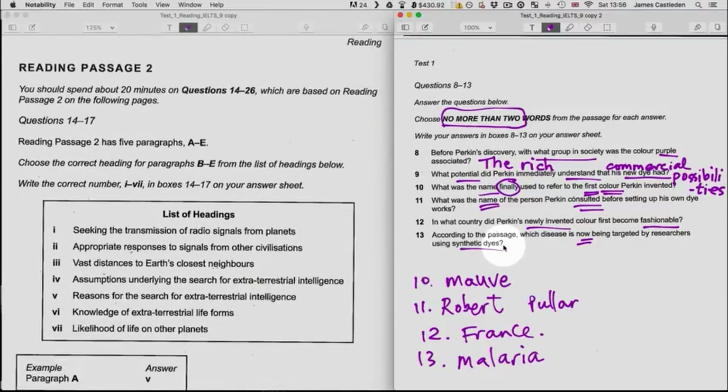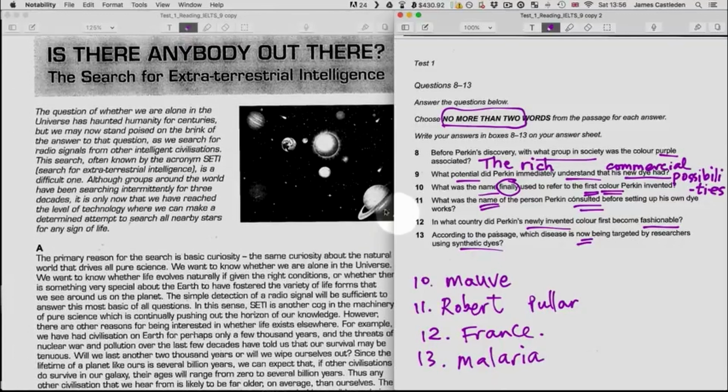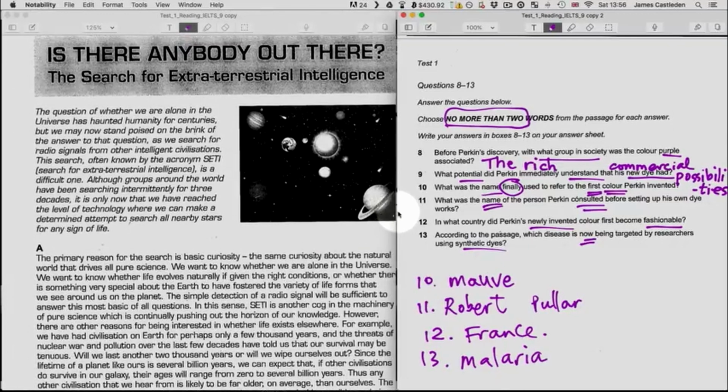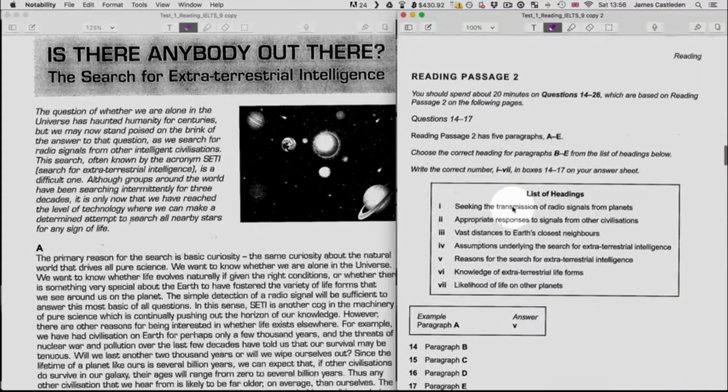Now we're moving on to passage number 2. So this is this one here. I'll move down to this one. Again, looking at the text, the top text first. Is there anybody out there? We've got a picture, very useful. So that's obviously talking about space and extraterrestrial intelligence. Extra out of terrestrial, the Earth. So obviously in space.